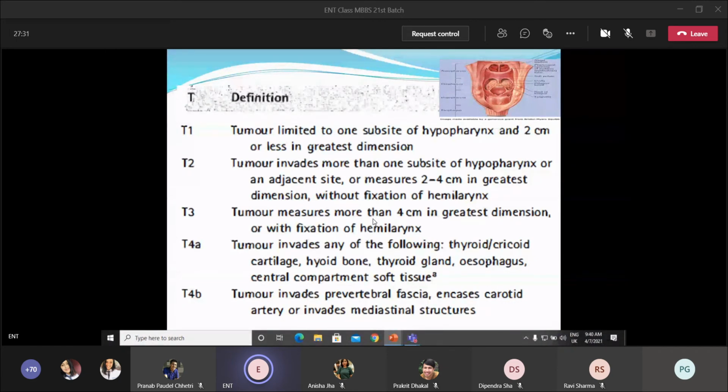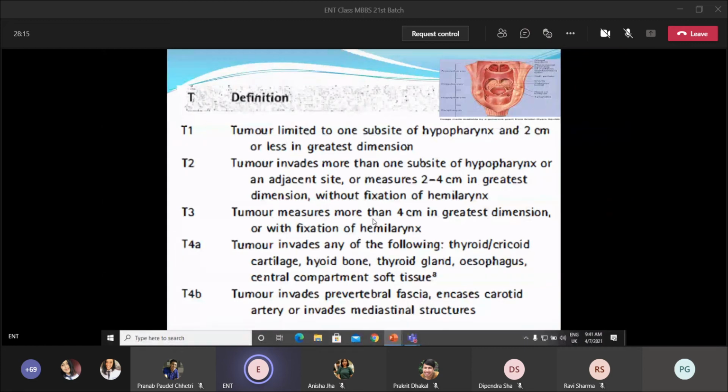the subsite and size. Okay, so T1 is tumor limited to one subsite of hypopharynx, either posterior pharyngeal wall, piriform sinus, or postcricoid region, and 2 centimeter or less in greatest dimension. Okay. T2 is when the tumor invades more than one subsite of hypopharynx or an adjacent site, or if it measures more than 2 centimeter, 2 to 4 centimeter in greatest dimension without fixation of hemilarynx.